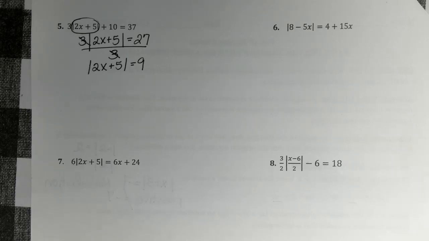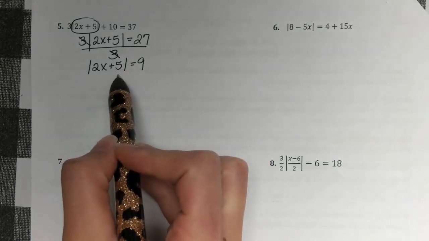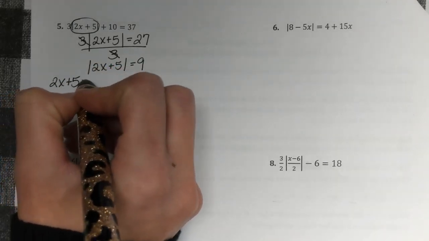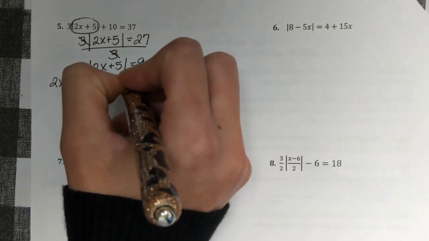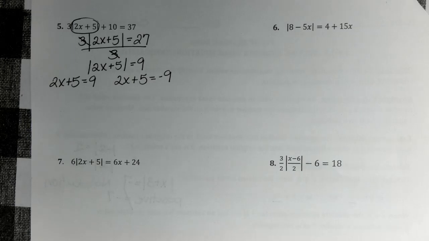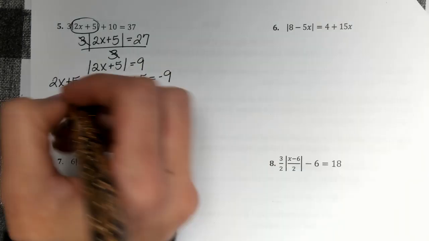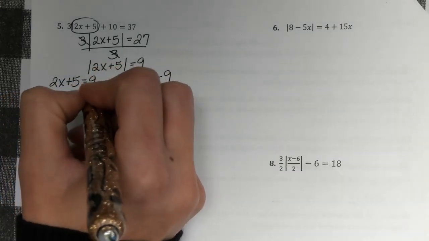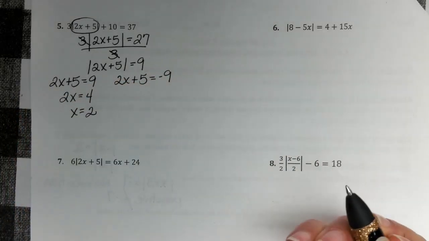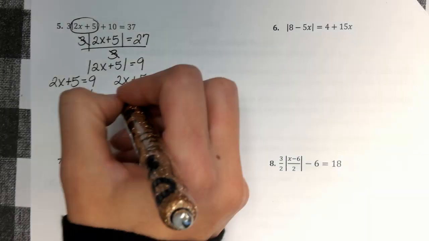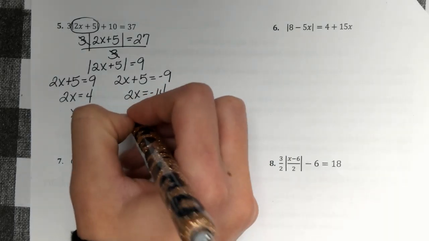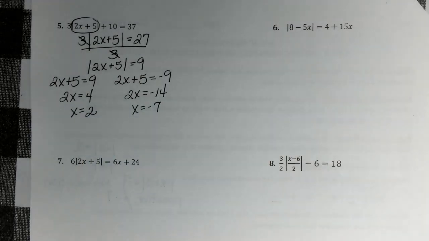Okay. So now that we've got the absolute value bars isolated, we can go ahead and split it and set 2x plus 5 equal to 9, and then 2x plus 5 equal to negative 9. And start solving. So subtract your 5, and 2x is equal to 4. Divide by 2, and x is equal to 2. Do it again. Subtract your 5, and 2x is equal to, very good, divide by 2. And now we check.